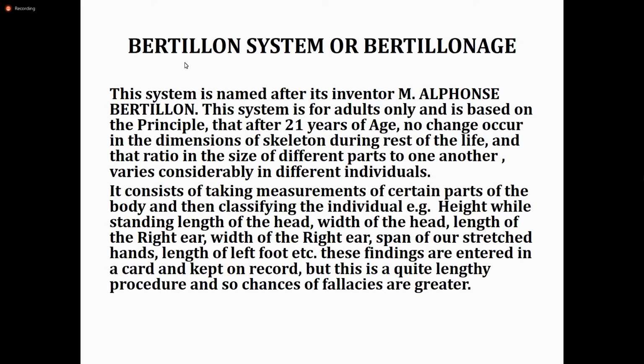And this is just for your knowledge, that this system was introduced and taken up. Although the one who invented it said the odds against any two persons having the same measurements is in the ratio of 1:286. So it was that specific. But as you can see, the procedure is so tedious and time-consuming, with fallacies and all that, that now it is not being used. So, okay. This was the Bertillon system or the Bertillon age.